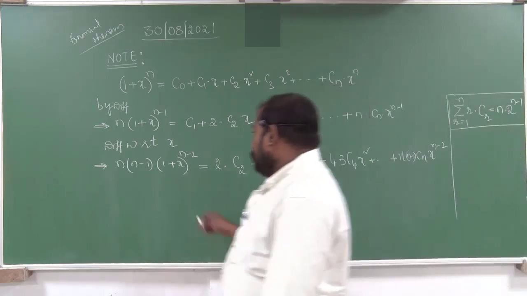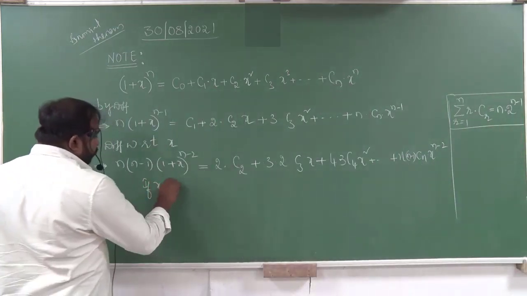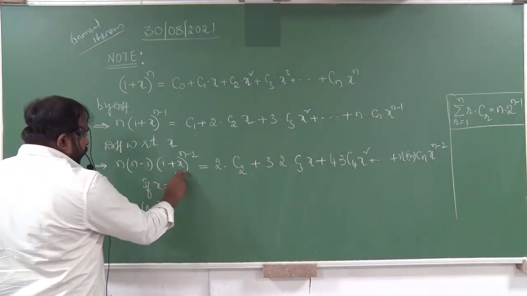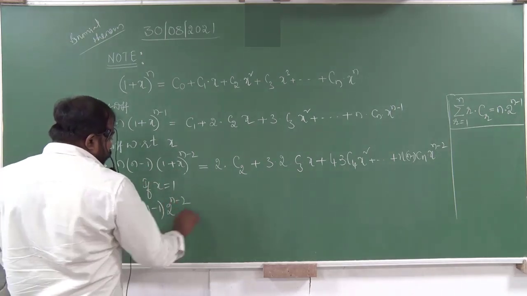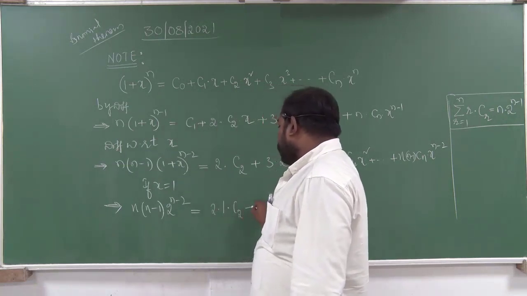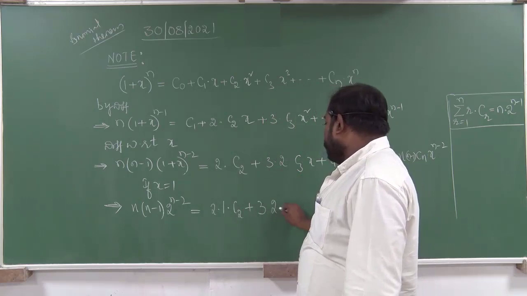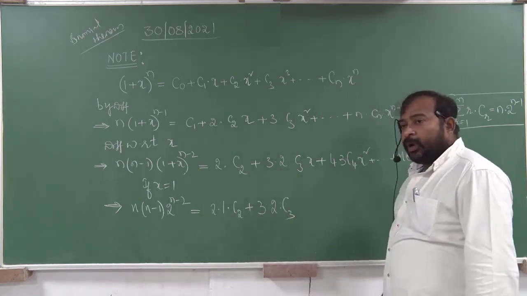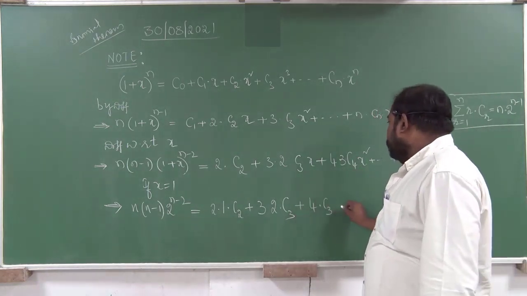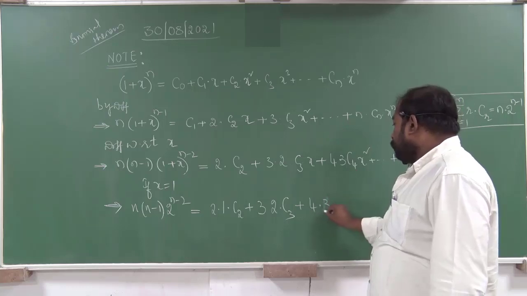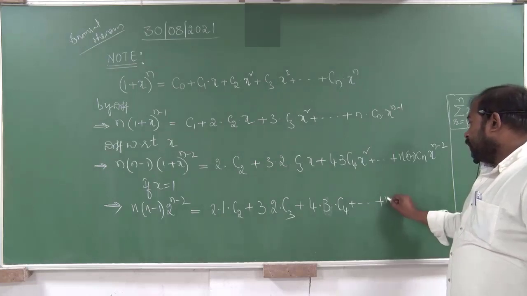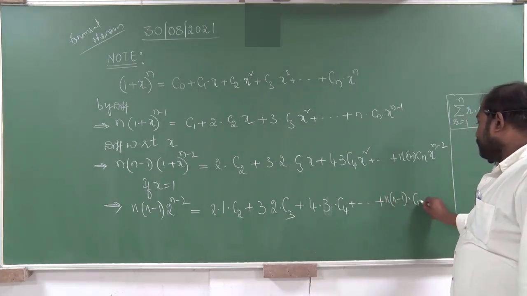Now if I replace x equal to 1, what value can I get? n(n-1) 2^(n-2) equals, what about this value? 2 into 1 into c2 plus 3 into 2 into c3. Of course, when x is equal to 1, 1 power any value is 1 only. Next, plus 4 into 3 into c4 is the value. By continuing this process, the last value will be n(n-1) cn.